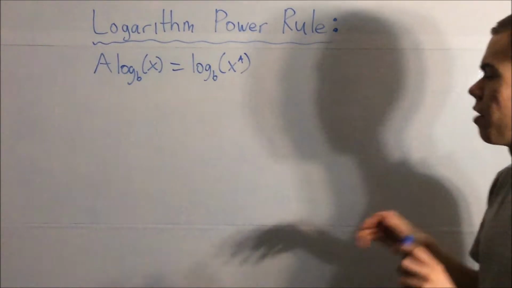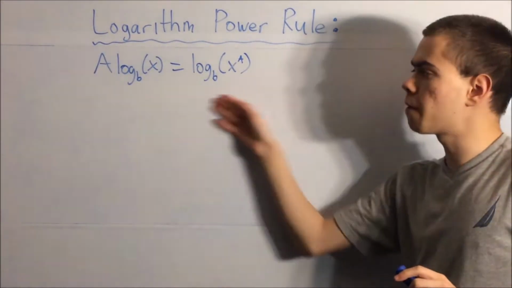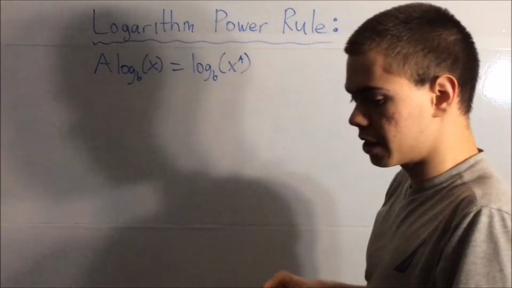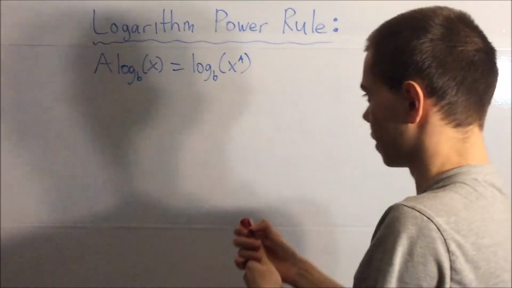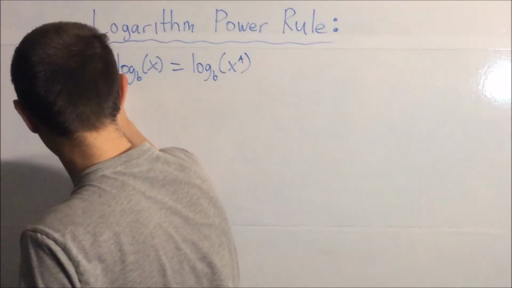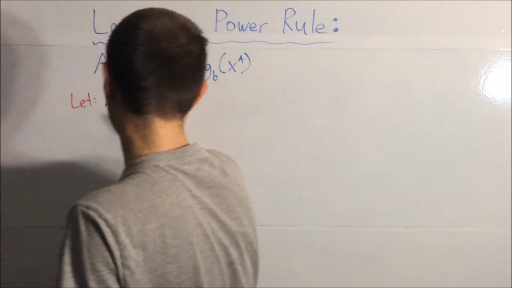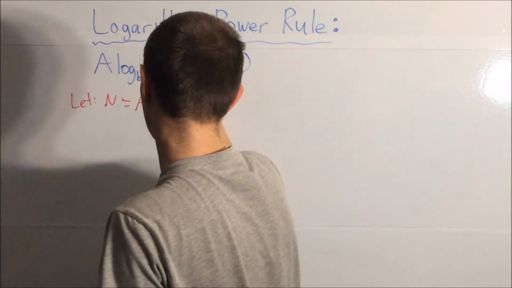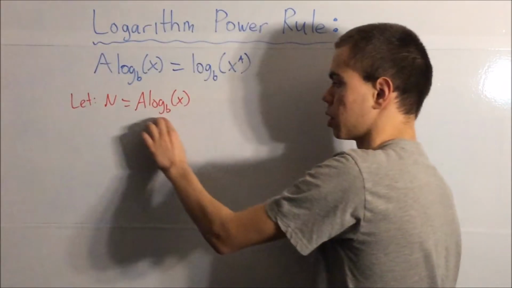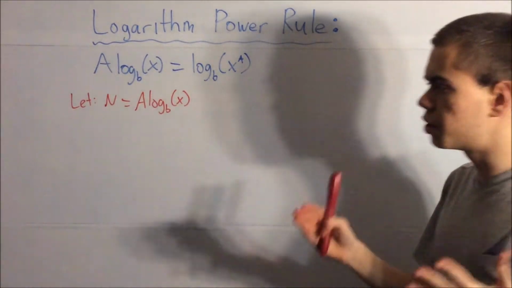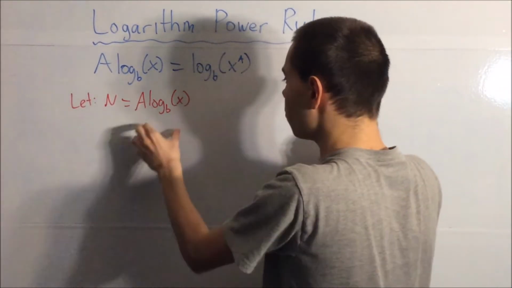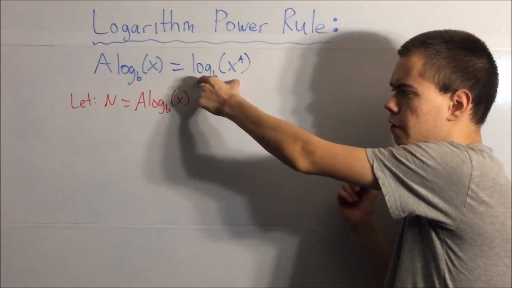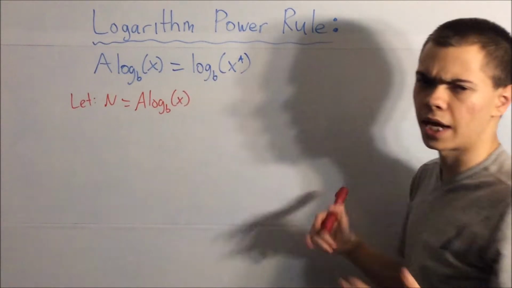In this video, we're going to figure out why this is true. How can we verify that it's true? The way that we can do that is we let some number n equal the left side of the equation. So let n equal a times log base b of x. What we have to do is rewrite this as the right side of the equation. And how do we do that?